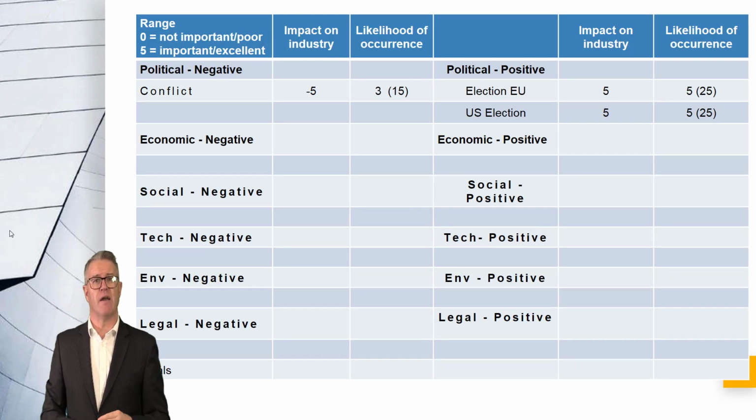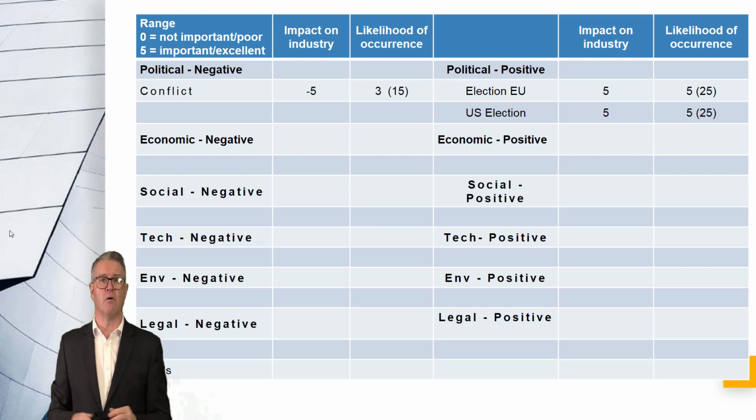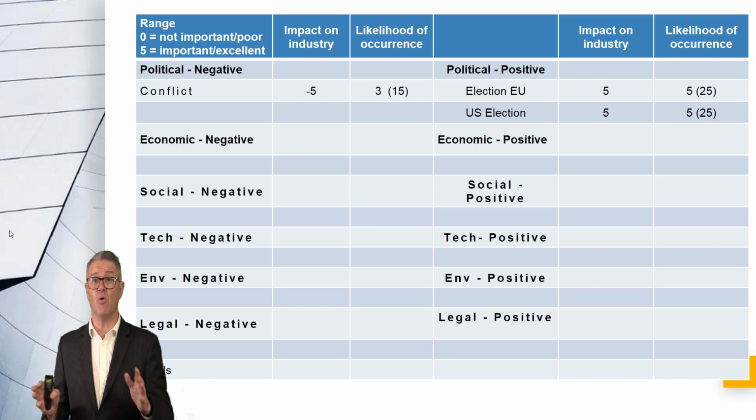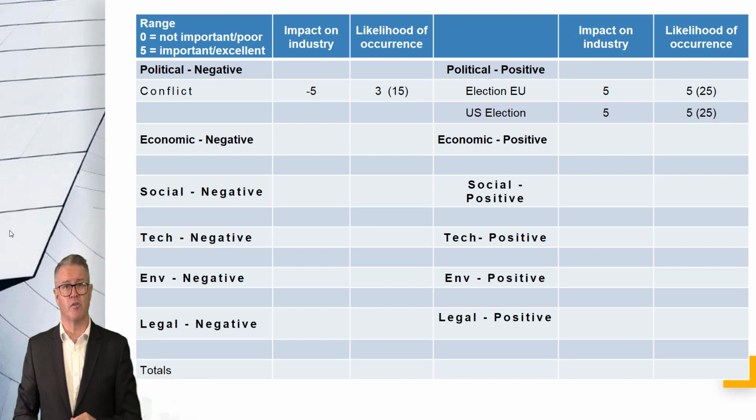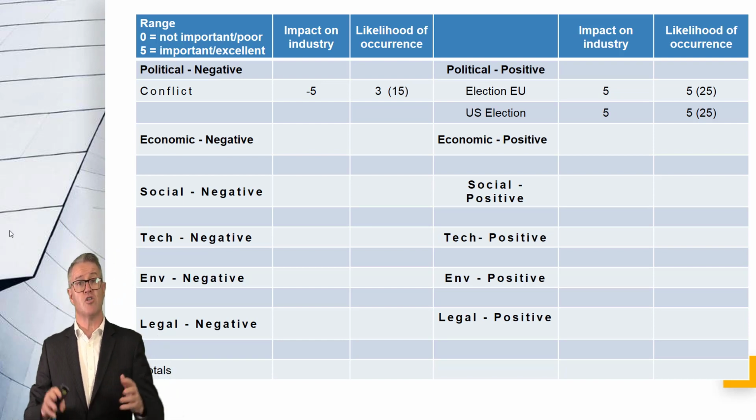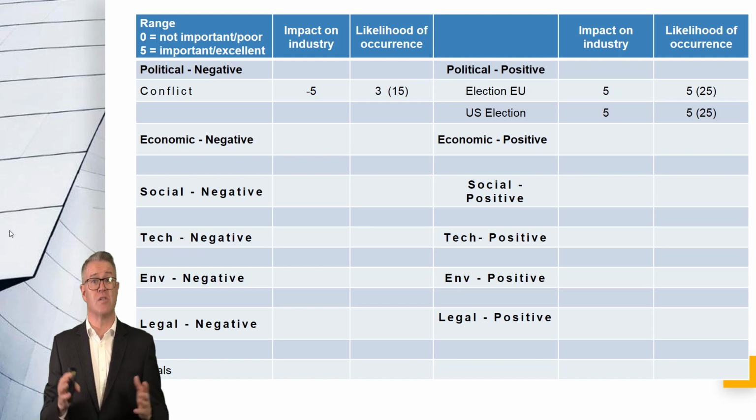A way to do that is to build a table and start to assign some numbers. So this table here is very useful because you could say, right, what is a political issue, conflict within politics? What rating will we give it? Purely subjective at this stage. We'll give it a rating of -5, likelihood of occurring 3, and we've got a score of 15. So you go through all of the things you discover and you do this, positive and negative.